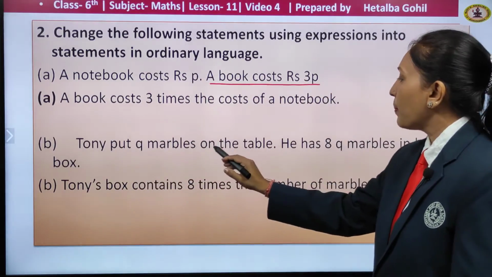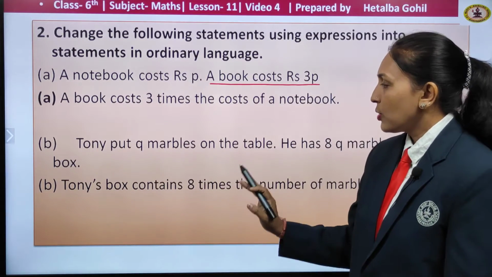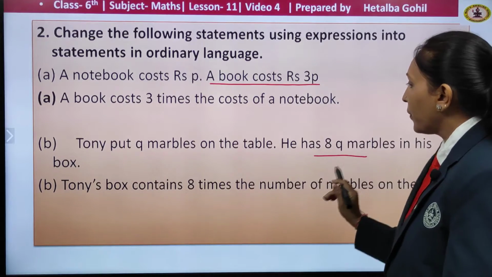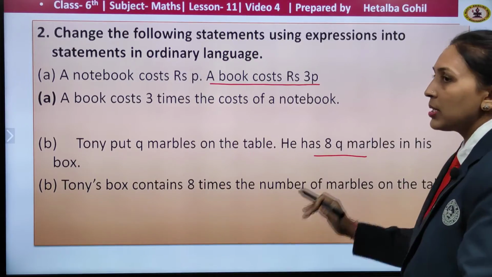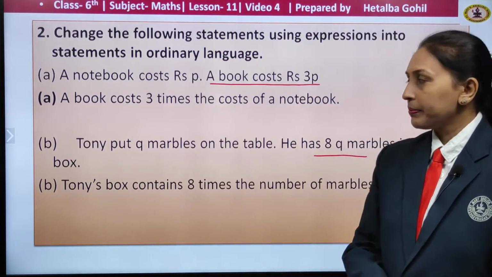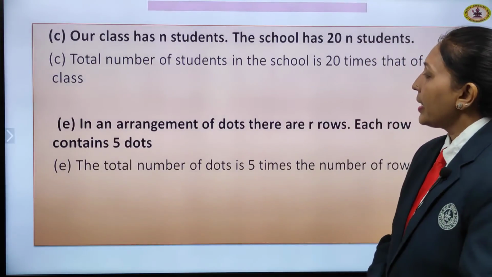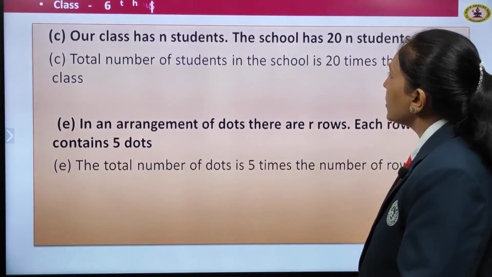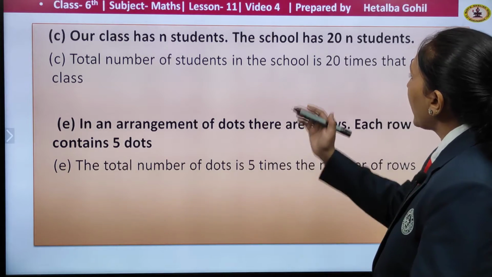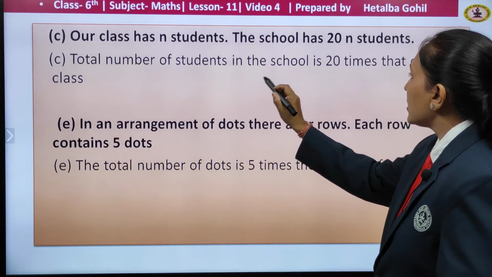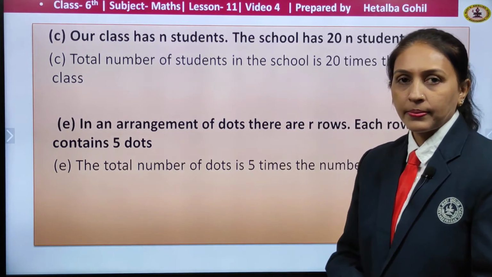Tony puts Q marbles on the table. He has 8Q marbles in his box. If I want to put it simply, I will write: Tony's box contains 8 times the marbles that he has on the table. Next question. Our class has N students. The school has 20N students. So what will I write? The total number of students in the school is 20 times that of our class.